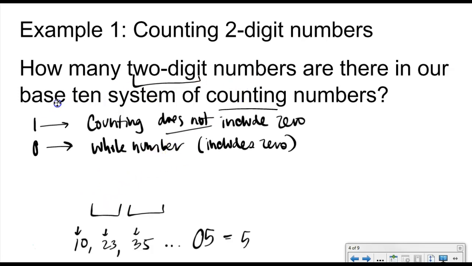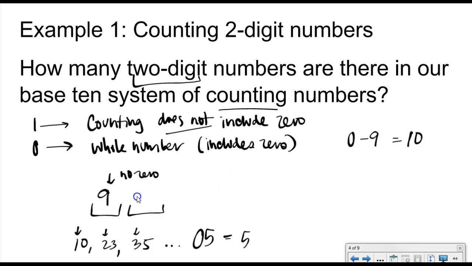Now, my base 10 system means the numbers 0 through 9. That's what creates all the rest of our numbers. There are 10 of them when you include 0. So if I can put any number I want here except for 0, how many are left? If I have 10, I take away the 0, I only have 9 left.